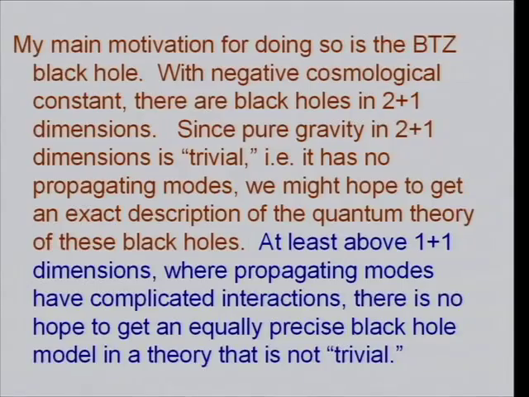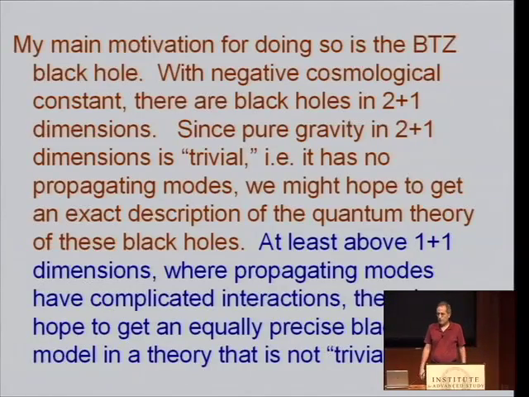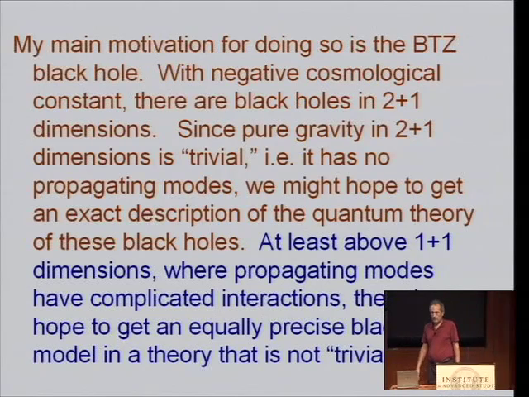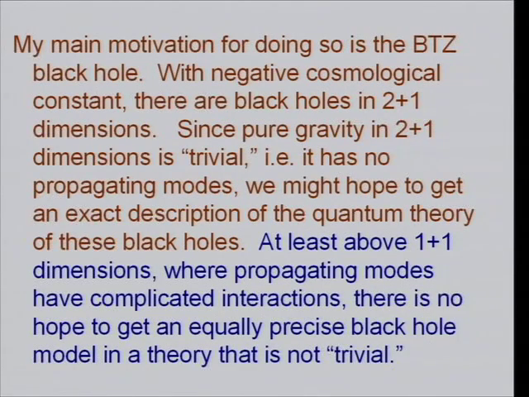Now, the main reason that I've chosen to look at this problem again is something called the BTZ black hole, Bañados, Teitelboim, Zanelli, introduced in around 1992. When the cosmological constant is negative, there are black holes in 2 plus 1 dimensions, not when it's 0 or positive. Now, since pure gravity in 2 plus 1 dimensions is trivial, meaning that it has no propagating modes, no gravitons, we might hope that we could solve it, and thereby get an exact description of a quantum theory with black holes.